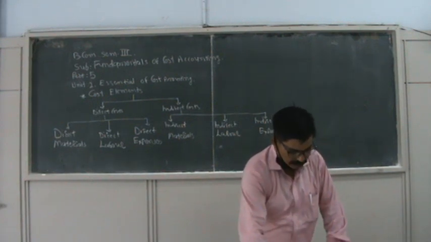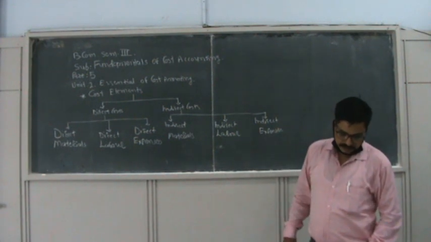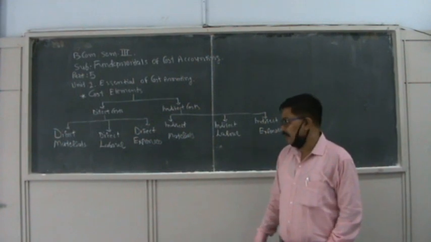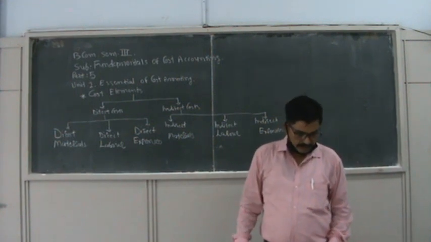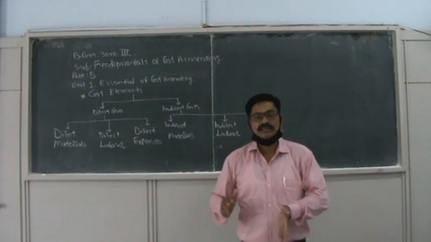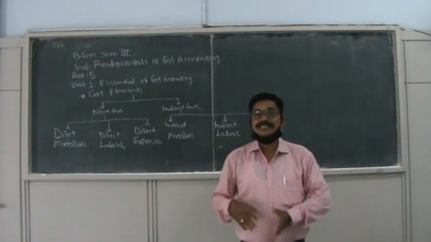Then there are overhead expenses, which are divided into three parts: production overhead, right? Production overhead, that is, we can say, factory overhead, the expenses which are paid in the factory department, is also known as works cost.